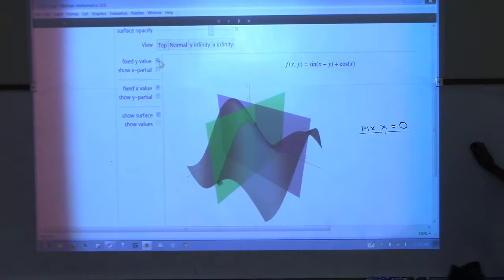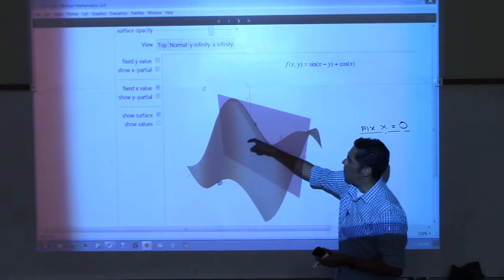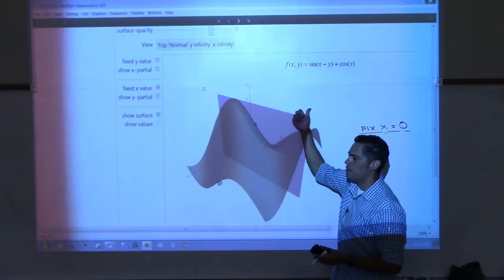I'm slicing it in a different direction, right? And then which way should I walk out to look at this? I should walk out the x-axis. Which way? Positive, and look back, or negative?